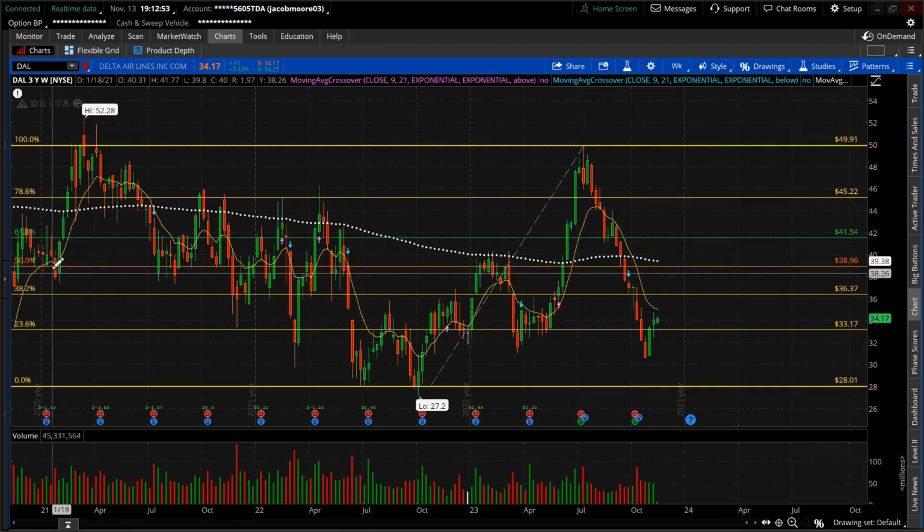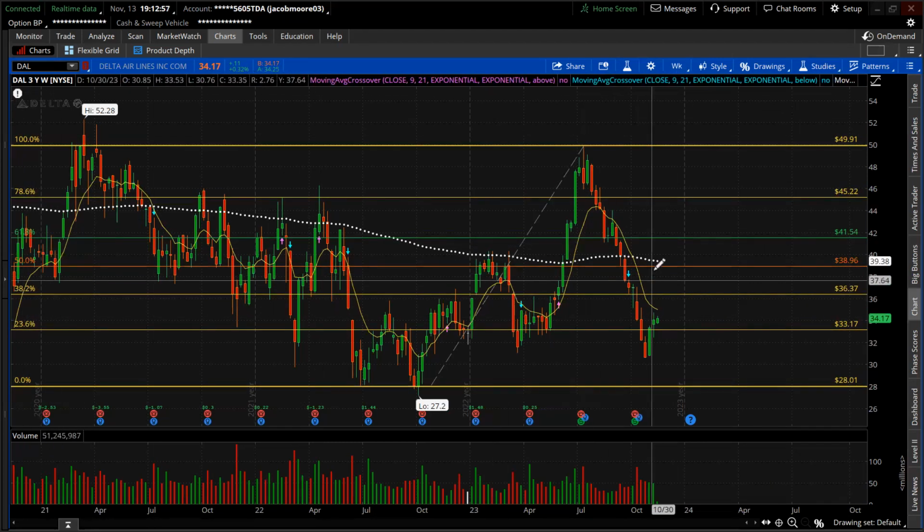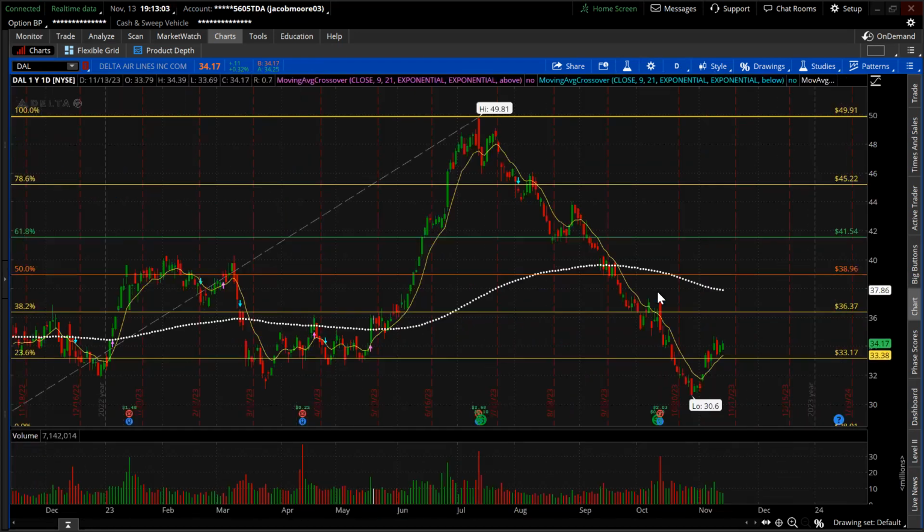So, like I said, this 50% retracement and the 61.8% are two of the strongest levels. So that's why those are different colors. If we can zoom in on the daily, you can see here exactly how that works.